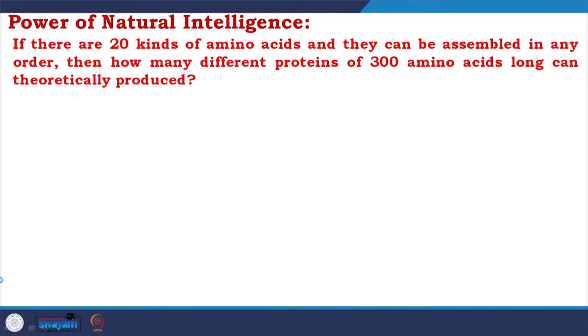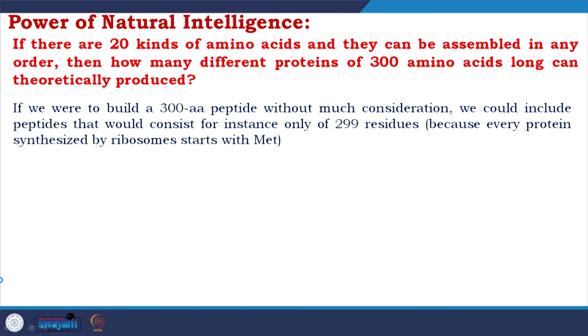Just to show you how amazing the innovative or the creative management of Mother Nature is, I want to put one question. If there are 20 amino acids, as you know already from our course, and they can be assembled in any order, then how many different proteins of 300 amino acid long, which is the average size of a protein, can theoretically be produced?